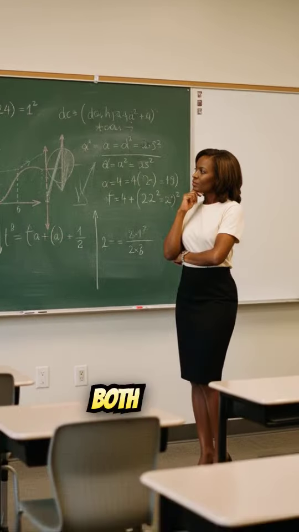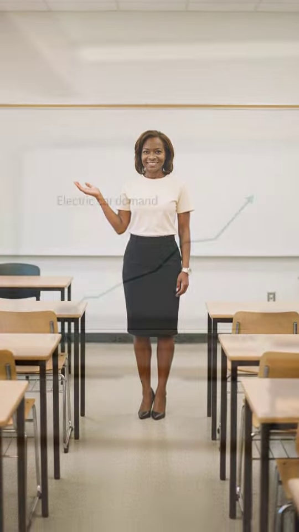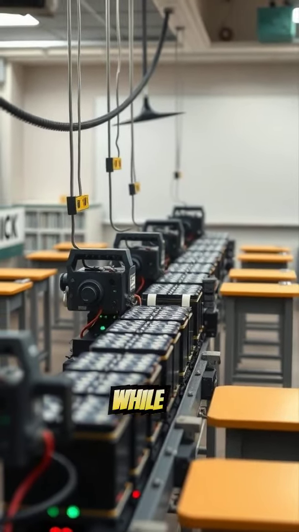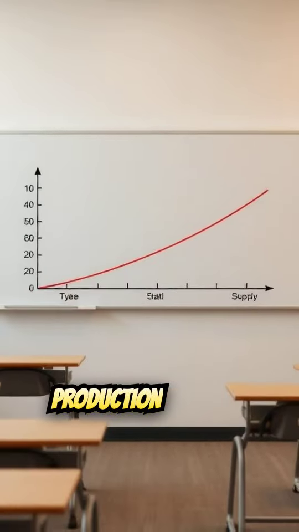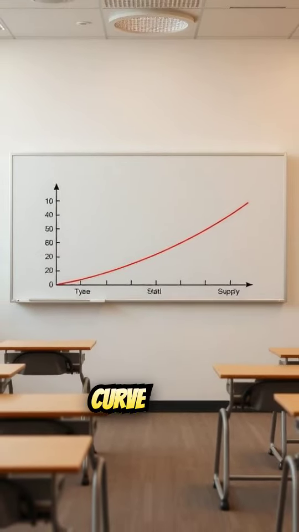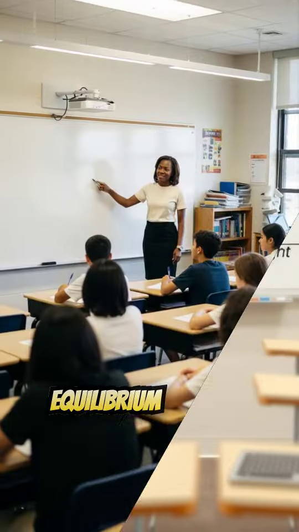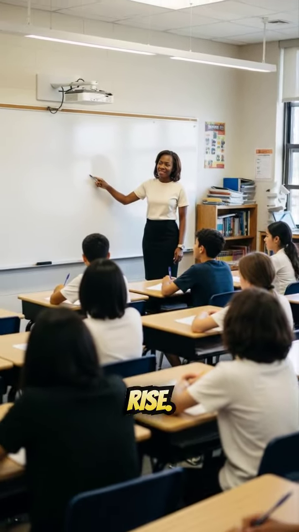Finally, what happens if both curves shift at the same time? For example, suppose consumer demand for electric cars increases, while at the same time battery production becomes cheaper. The demand curve shifts right, and the supply curve also shifts right. Equilibrium quantity will definitely rise.